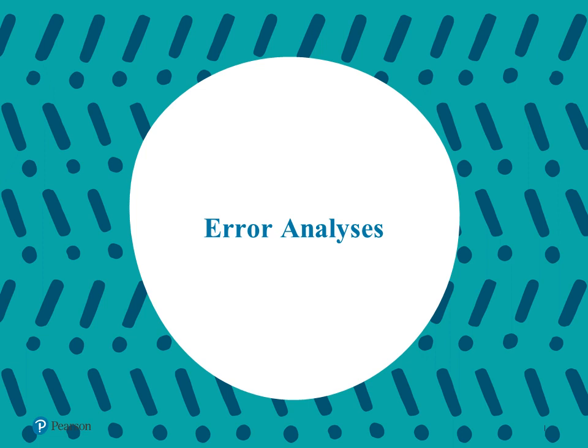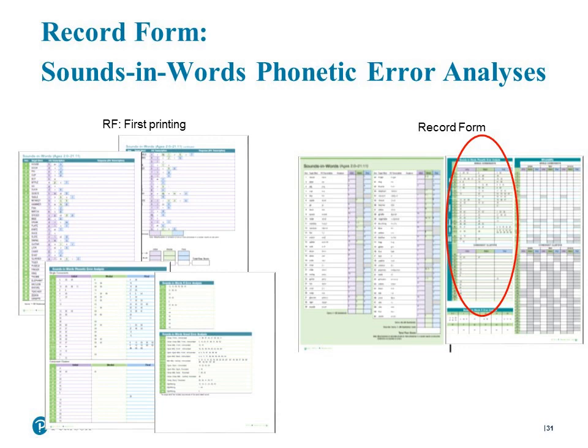Okay, error analysis. This is new and it's exciting to us. We hope it's exciting to the clinicians. And that is that we have a phonetic error analysis. In the first printing, we show an example of what it looks like. It's on multiple pages. It works exactly the same way as on the second printing, the revised printing of it. The difference is that it is closer to the item set so that there is less flipping back and forth of those pages.